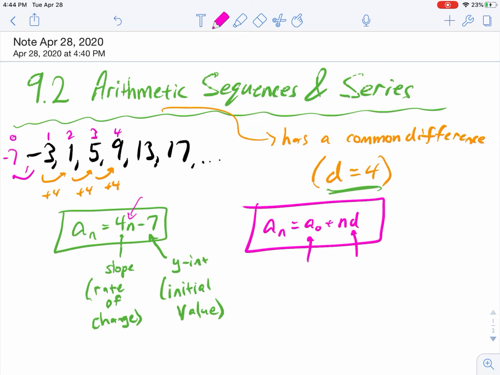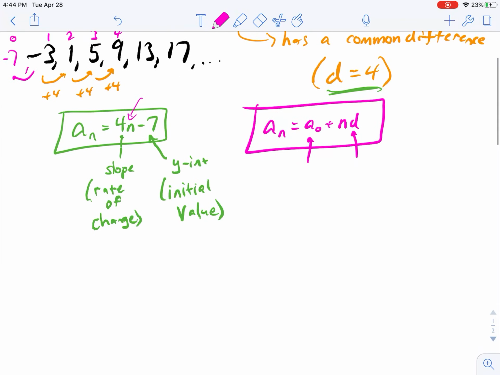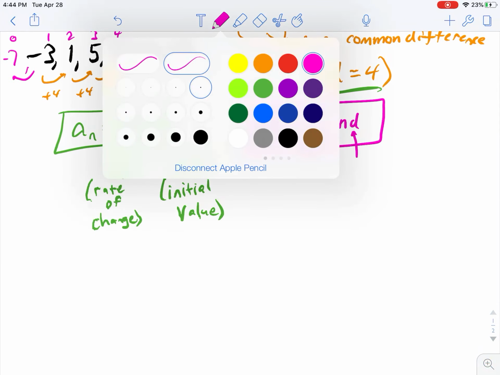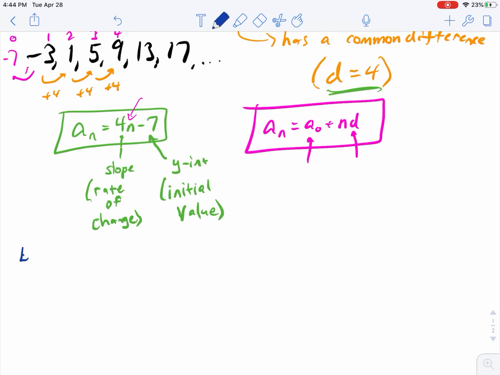The book talks about this. Here is the formula that they introduce here. As long as you have the 0 term and you know the common difference, you can write the equation for an arithmetic sequence.